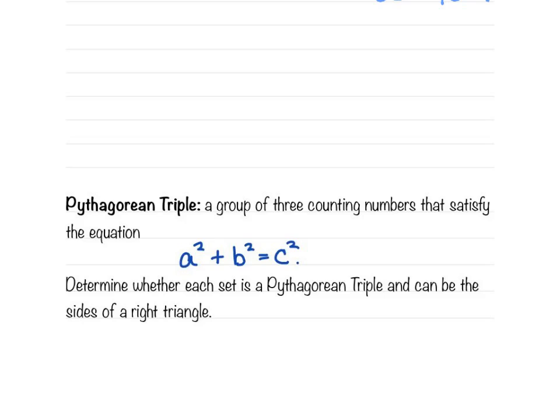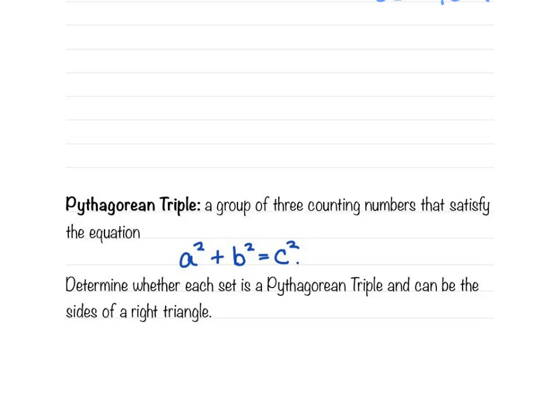A Pythagorean triple. A Pythagorean triple is a group of 3 counting numbers. Our counting numbers are 1, 2, 3, 4, 5, etc. So a Pythagorean triple is a group of 3 counting numbers that satisfy the equation a squared plus b squared equals c squared. So if you have 3 numbers that you can substitute into this equation, a squared plus b squared equals c squared, then those 3 numbers are considered a Pythagorean triple.